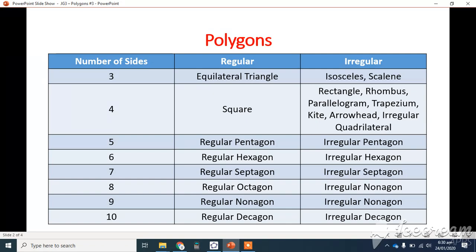Now, with each type of shape, we have regular polygons, which means all sides are equal and all angles are equal. And we have irregular polygons, which means not all sides and angles are equal.